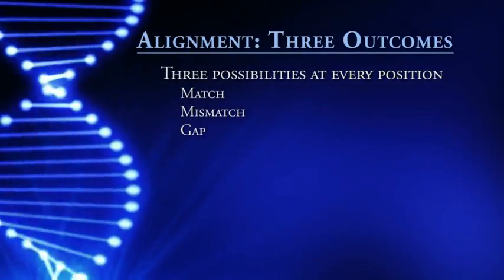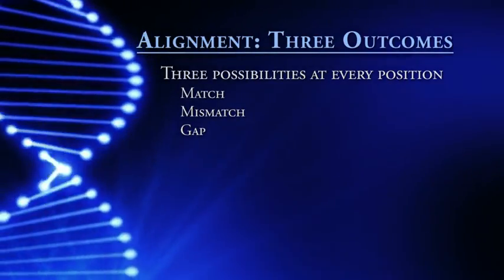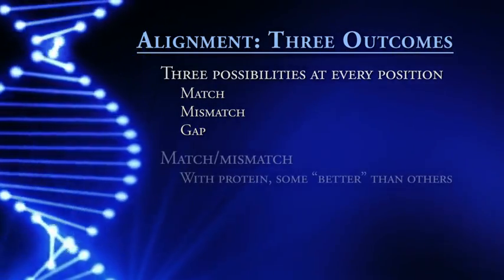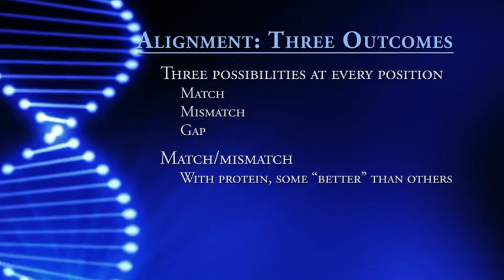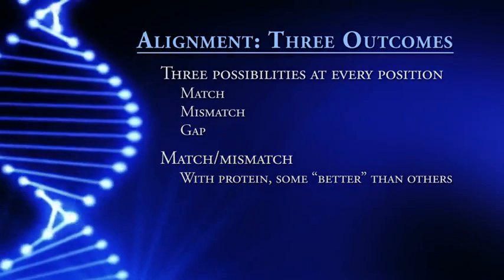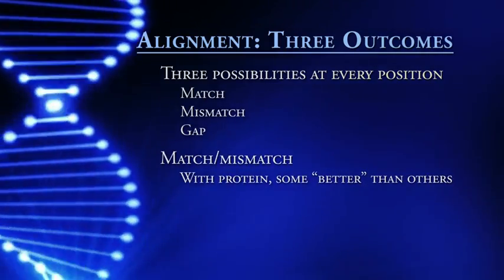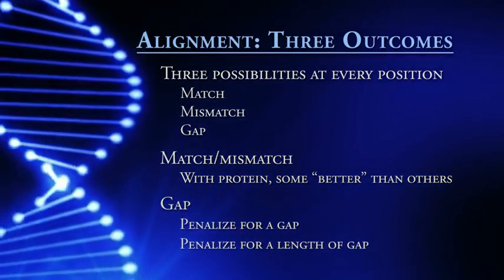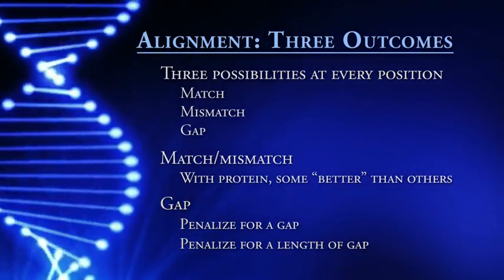In any alignment, there really are only three possibilities at every position. That could be an exact match, that could be a mismatch, or there could be a gap. Matches and mismatches are scored using a substitution matrix. Remember, some amino acids are chemically similar, so some mismatches are better than some other mismatches. A mismatch that maintains similar chemistry will score higher than a mismatch that completely changes the chemistry of the protein. And finally, a gap. And with a gap, there tends to be a penalty for the existence of a gap and a penalty for the length of the gap.